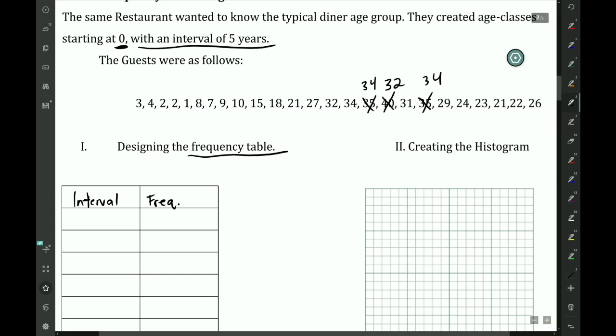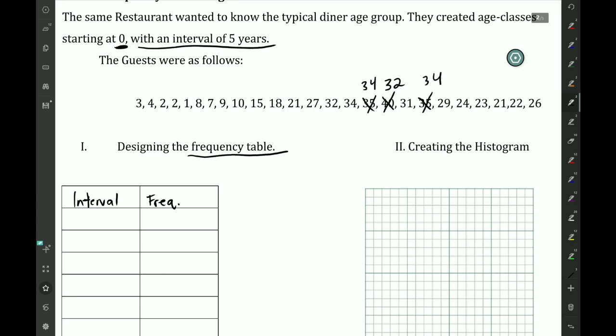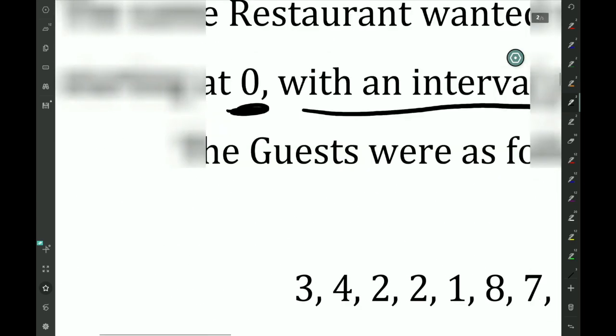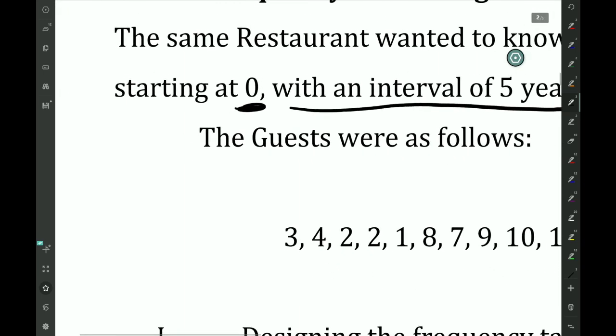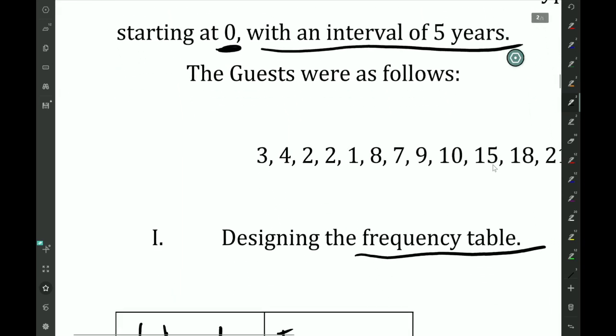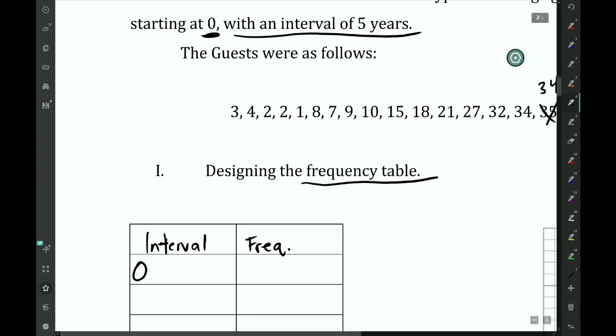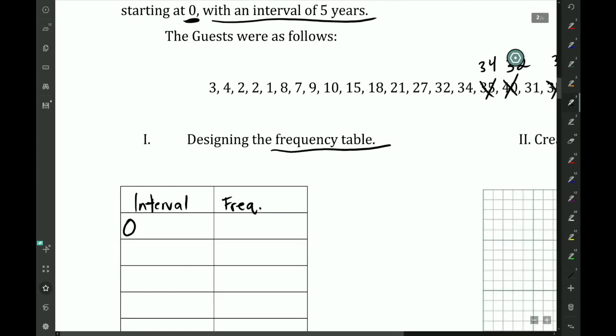Now, the key thing is I'm starting my interval where? At 0, okay, with a size of 5. So here's the easiest way to do it. I start at 0. Whew, tough. With an interval of 5 years. Now, here's what students want to do. They go, okay, well, that just means I go 0 to 5. No. Okay, don't do that. Erase it if you did.